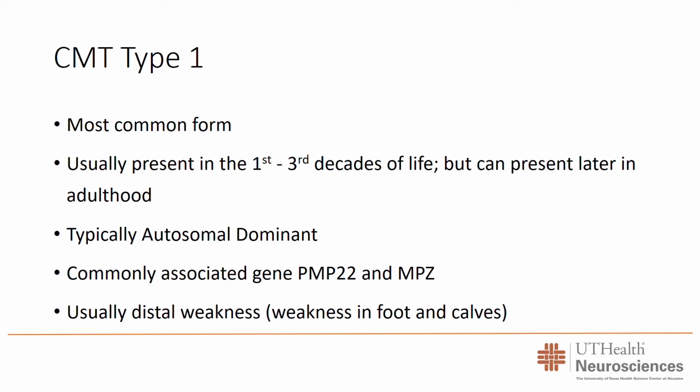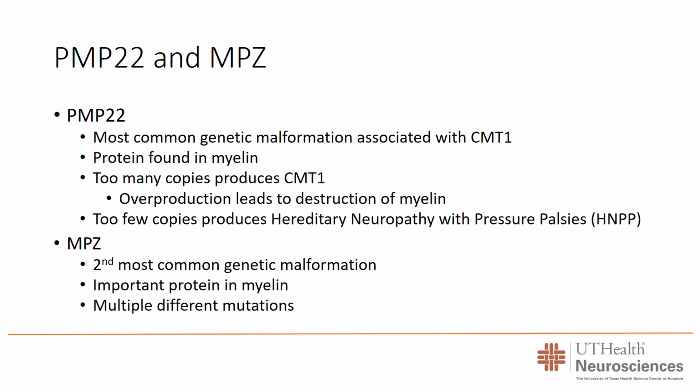So it actually comes in a couple of different types. CMT type 1, this is actually the most common form. People usually present in the 1st and 3rd decades of their life. It's autosomal dominant, and it's typically caused by mutations in the PMP22 and MPZ genes. And most commonly what you'll see is distal weakness, so weakness in the foot, calves, and ankles.